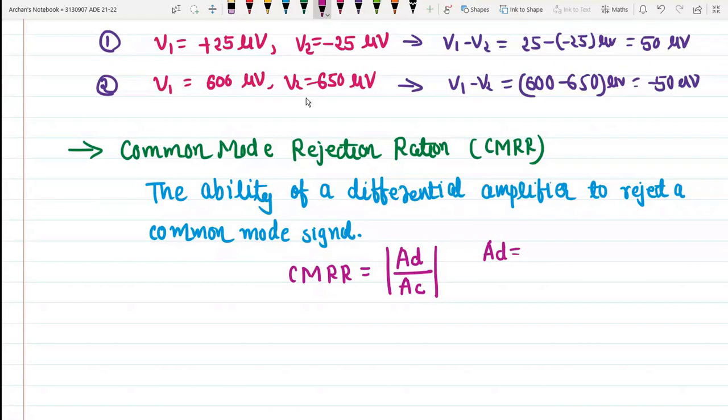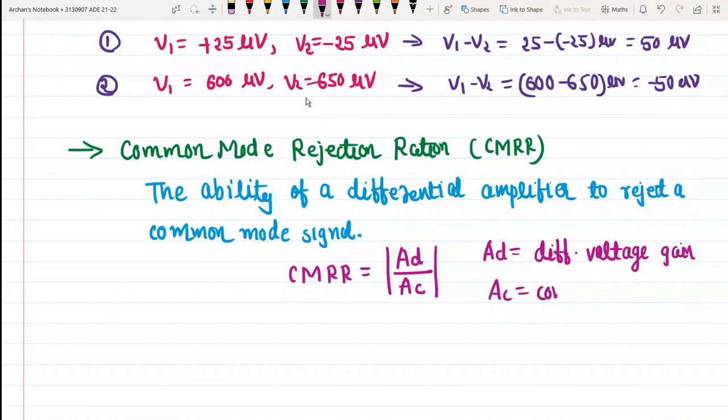Here AD is equal to differential voltage gain and AC is common mode voltage gain. Okay. And this CMRR is denoted as rho. So ideally, common mode voltage gain, what is it? It is 0. Hence, the ideal value of CMRR would be infinite.